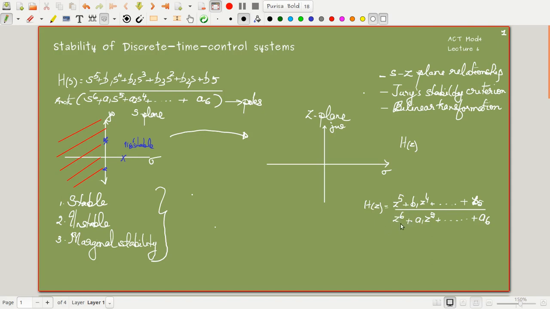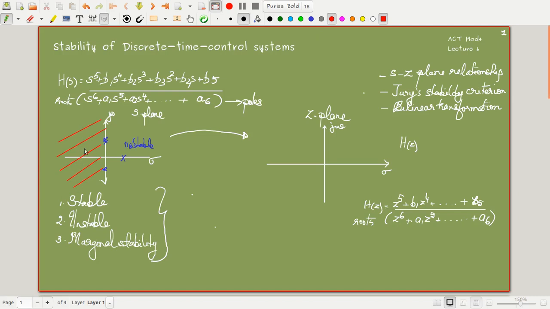So how do we speak about the stability of the system? How do we assess the stability of a discrete time system? Is there a way that we can assess the stability of discrete time systems in a similar way, looking at the poles? In fact, here also the poles are the roots of the denominator polynomial. Is there a way to assess the stability of the system? That means we should know when the system is stable, when the system is unstable, and when the system is marginally stable.